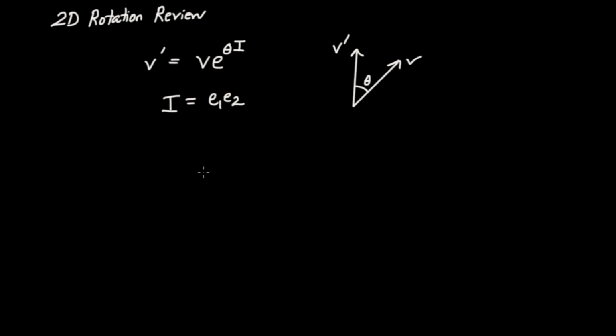Now, I could spell this whole thing out in a little bit more detail. What I could say is that v prime is equal to v times e to the theta I, but let me write e to the theta I as cosine theta plus sine theta times I, or e1 times e2, just using Euler's formula. So this is the way in which we rotate a vector in two dimensions, just by multiplying on the right by e to the theta times I. Hopefully this formula for doing 2D rotations using geometric algebra looks a bit familiar. If it doesn't, check out the first video.